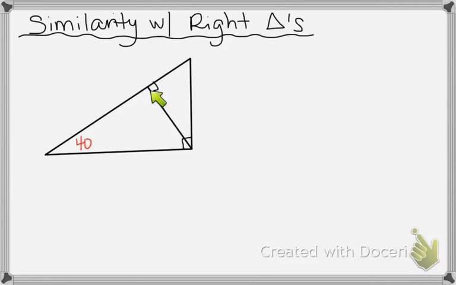What is this angle measure right here? Oops, that's a 90, yep. What is this little angle measure right here? That would have to be 50, right? Because in a right triangle, these two need to add up to 90. We've been doing that for a while now. So this angle has to be 50.